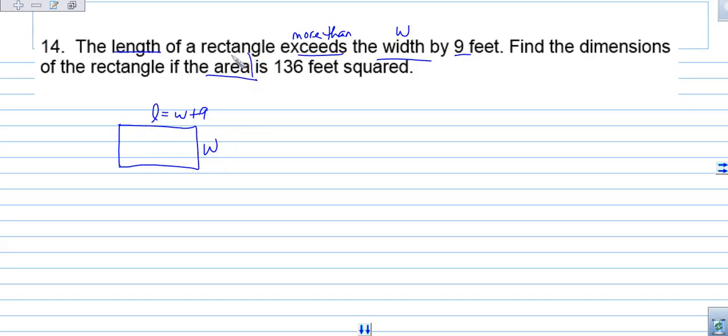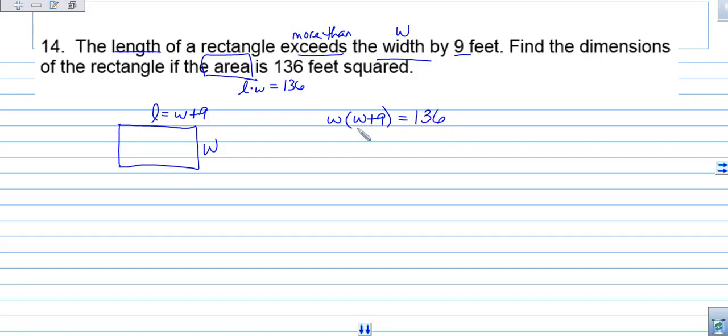So now it says area. Well, we're talking about a rectangle. Area of a rectangle is length times width. So if you take the length and the width and multiply them together, it equals 136. So if we do this, we'll get W times W plus 9 equals 136.